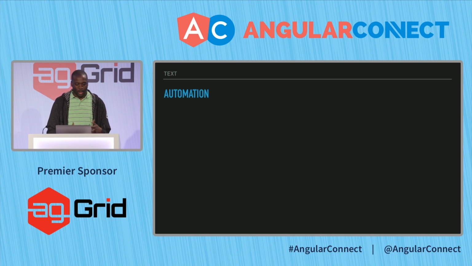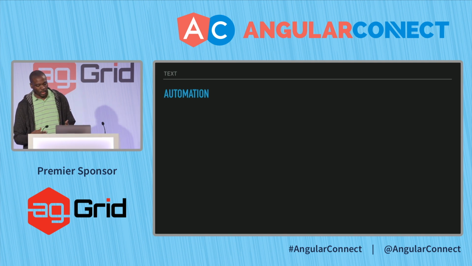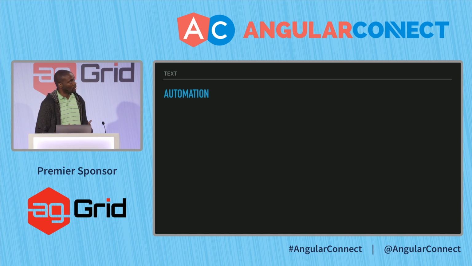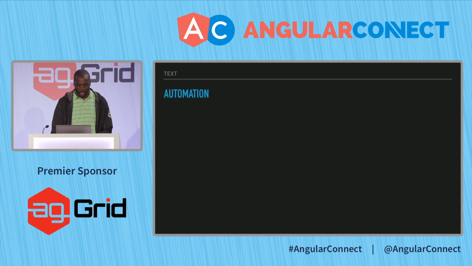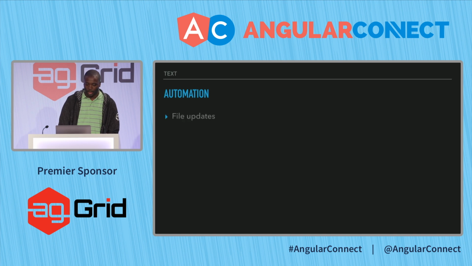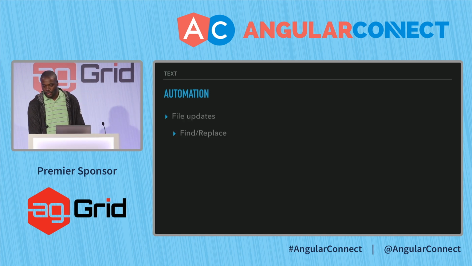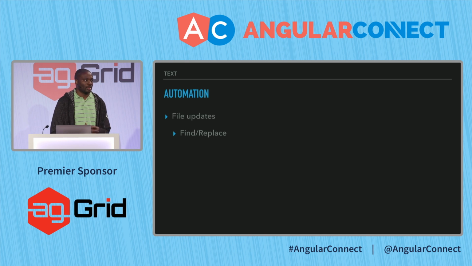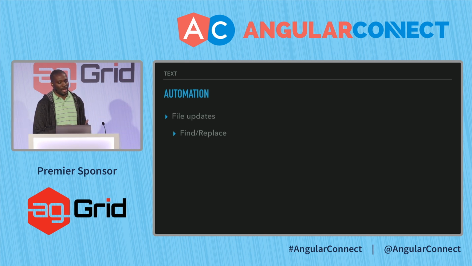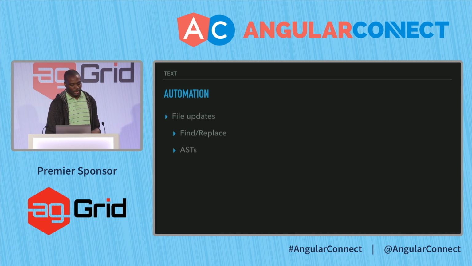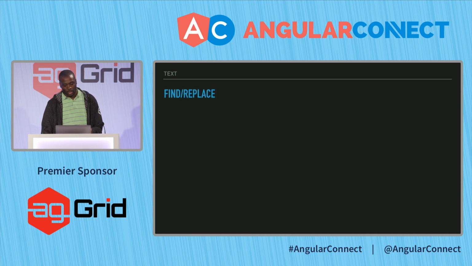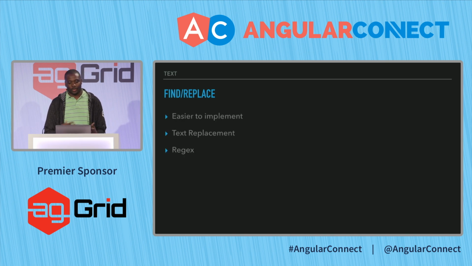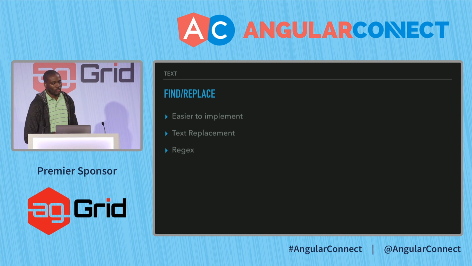So for automation, there are a couple of ways that you can leverage schematics to update files. The first one being just a find and replace. You can read in the contents of a file and find and replace, and the second part is ASTs. In general, find and replace is easier to implement. You're just reading and overriding the contents of a file.